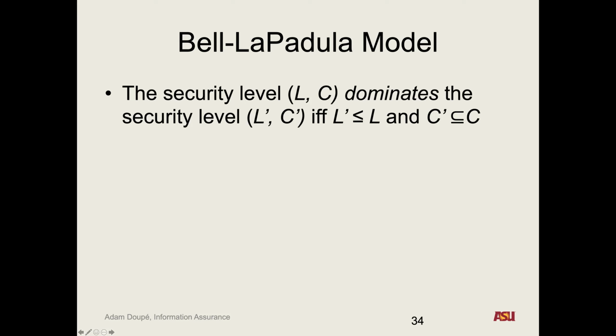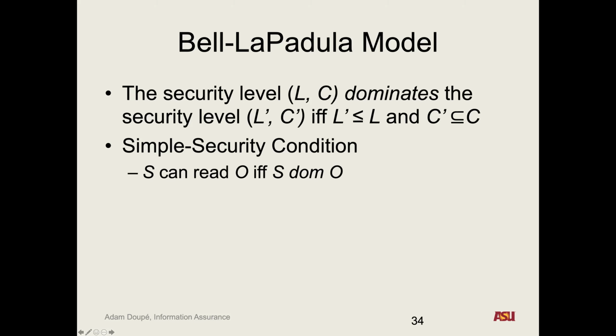S dominates O, with the tuple L prime, C prime, if and only if L prime is less than or equal to L, which satisfies the property we already derived with the levels, and C prime is a subset of or equal to C. So the reading permission is if S dominates O, meaning the level of the subject is higher, and the categories mean that on the lattice the subject is higher than the object.